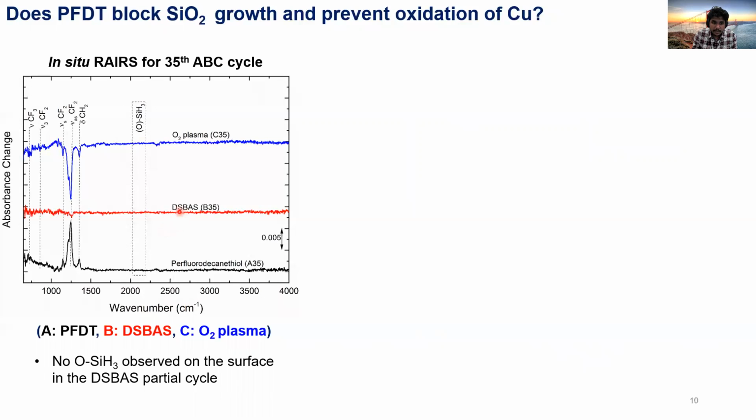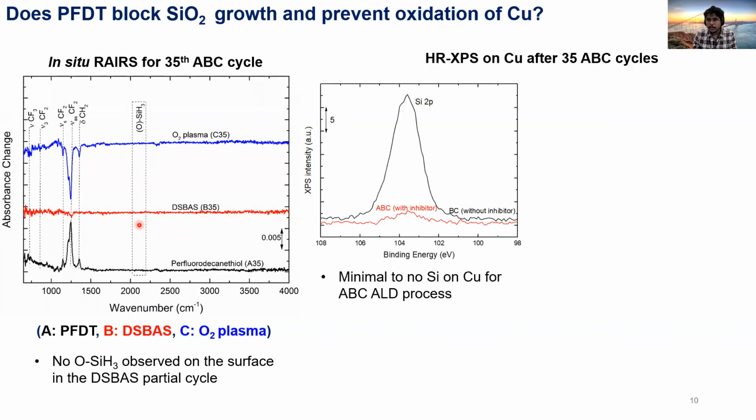It is seen that even in the 35th cycle, there is no indication of any absorbance of silyl radicals in the DSP batch step, indicating that there is no silicon oxide accumulation on copper. Now, to further verify this, we did a high resolution XPS spectrum of the Si2p region on copper after 35 ABC cycles. We see that for the sample with the inhibitor, the intensity of the Si2p peak is almost at the background level, indicating that there is no Si accumulation on copper.